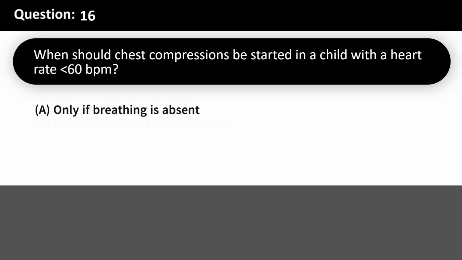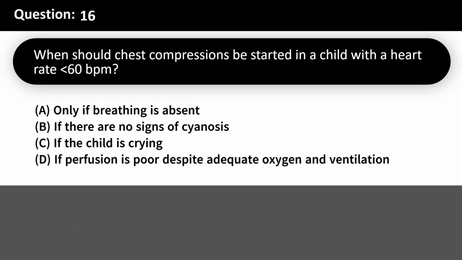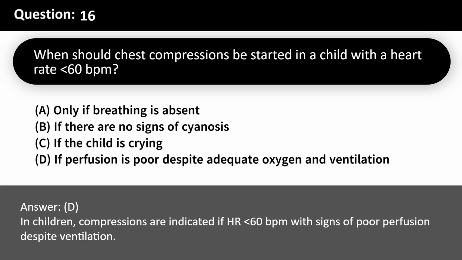When should chest compressions be started in a child with a heart rate less than 60 bpm? A. Only if breathing is absent. B. If there are no signs of cyanosis. C. If the child is crying. D. If perfusion is poor despite adequate oxygen and ventilation. Answer: D. In children, compressions are indicated if HR is less than 60 bpm with signs of poor perfusion despite ventilation.